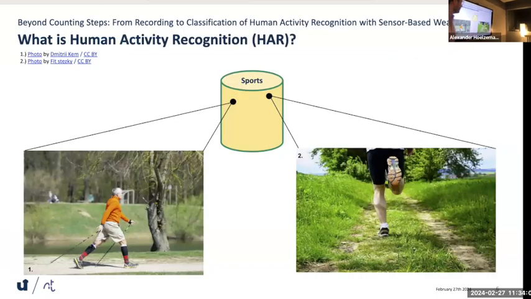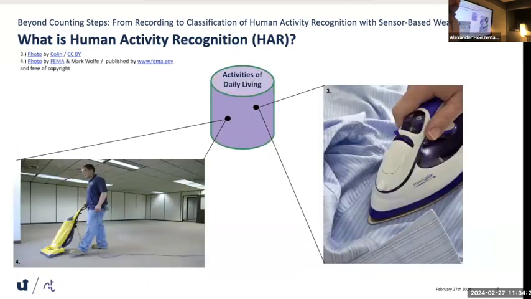So what is activity recognition? As the name suggests, we are trying to recognize activities, and these activities can come from multiple domains, like for example, sports. You can see here one person doing Nordic walking, another person doing jogging. But there are also many other sports that you can actually recognize with sensor data. Another important domain is activities of daily living. This includes, for example, vacuum cleaning or ironing, but also things like standing, walking, laying in bed, doing the laundry, etc. So what people do during their daily life.